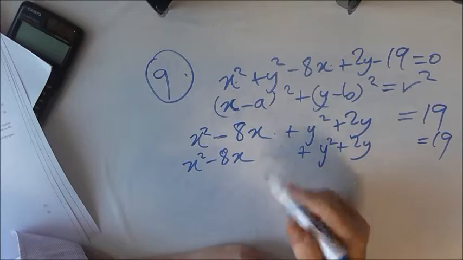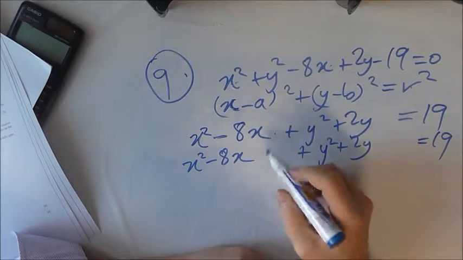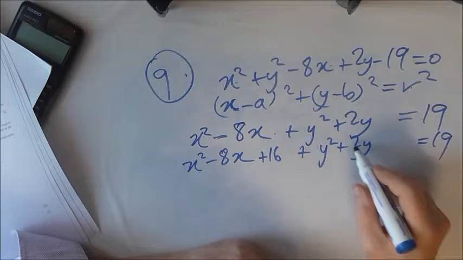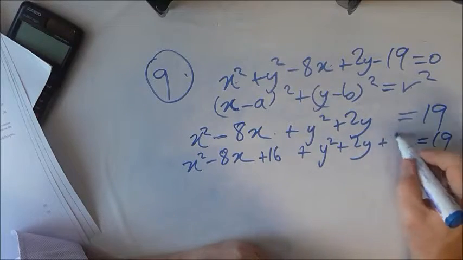What do I wish was in third position? You halve this and then square it. That's what you wish was in third position. Halve this and then square it. That's what I wish was in third position.